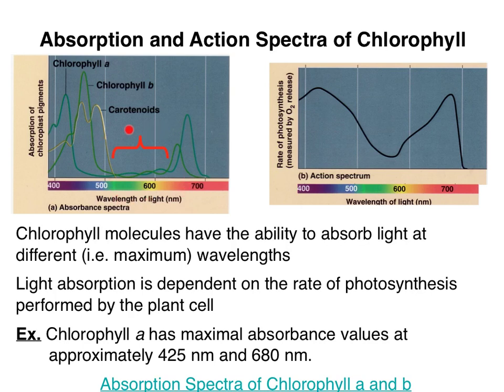Notice down here where the green wavelengths would appear that there is very little absorption either by chlorophyll A, chlorophyll B, or any of the carotenoids, because again, those light wavelengths are going to be reflected or transmitted and not absorbed for the purposes of photosynthesis.